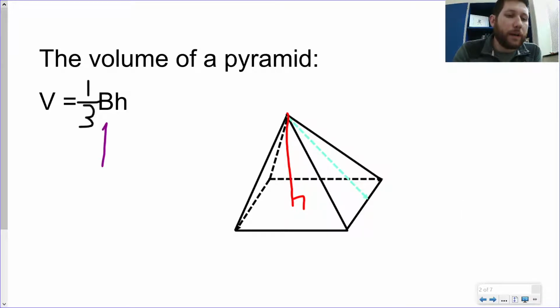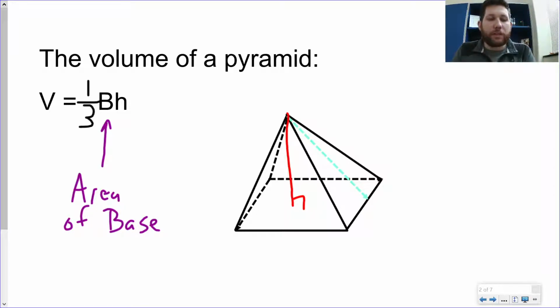So we want area, that's terrible handwriting, but area of the base. So area of the base, that's the capital B. And that's the same as when we dealt with prisms and cylinders.